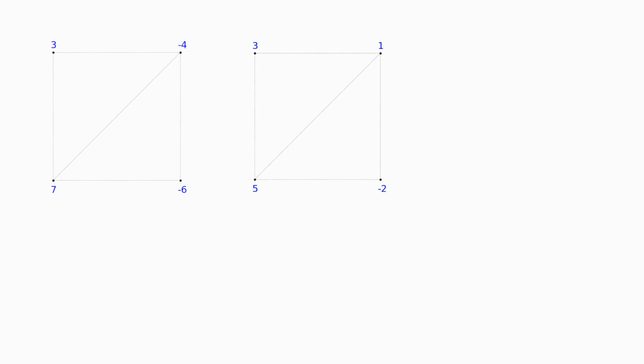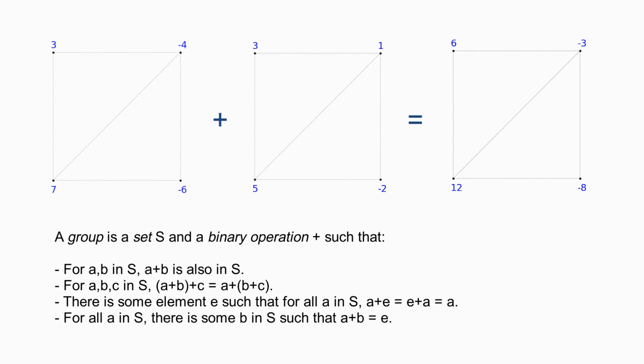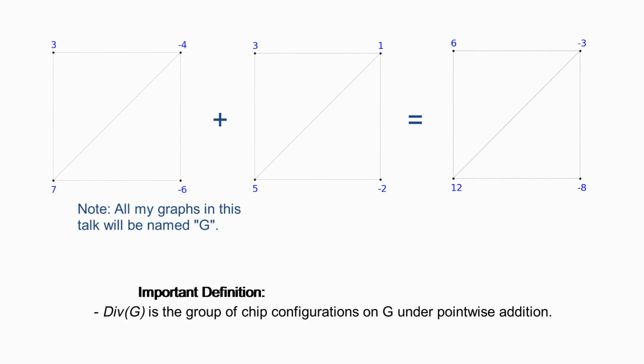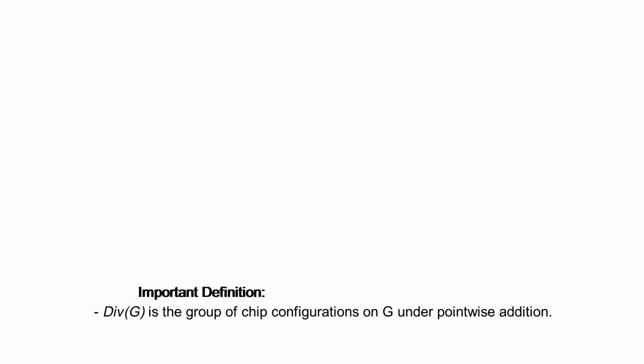If we are given 2 chip configurations on the same graph, we can get a new chip configuration through pointwise addition. In fact, this pointwise addition operation gives the set of chip configurations a group structure. Here's the definition of a group if you'd like to pause and prove that these conditions are satisfied. The group of chip configurations under pointwise addition on a graph G is called the group of divisors of G and is denoted div G. I'm not going to get into the origin of this name, but it comes from algebraic geometry. Div G depends only on the vertices of our graph.